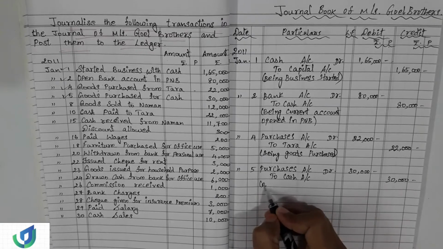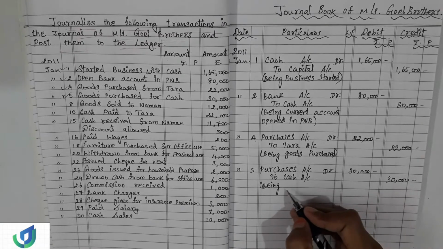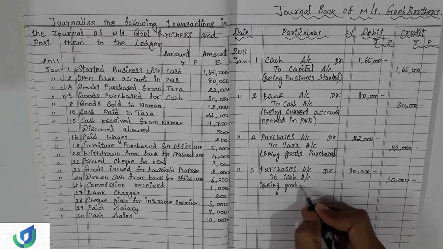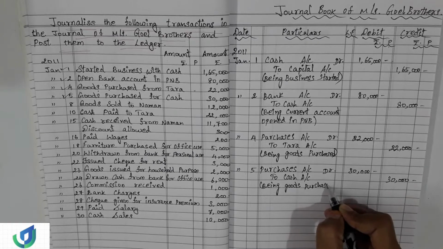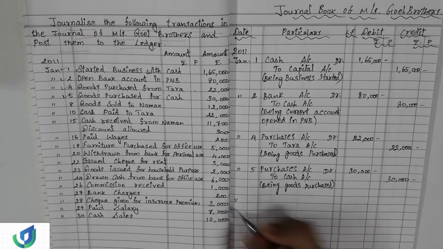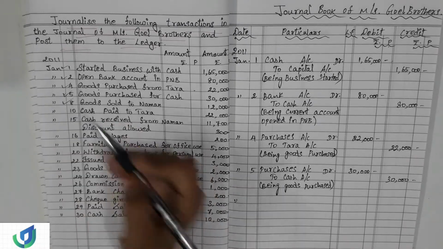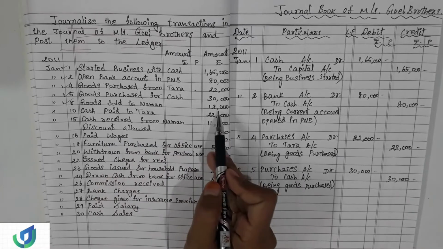Narration, being goods purchased. Purchased for cash we can add up. And next is 8th. Goods sold to Naman 12,000.